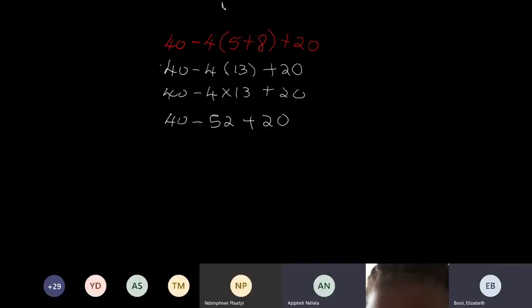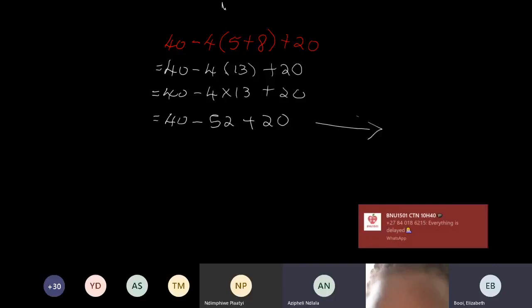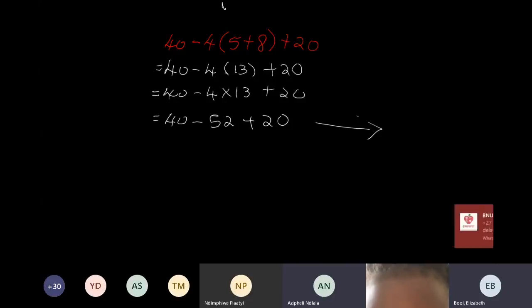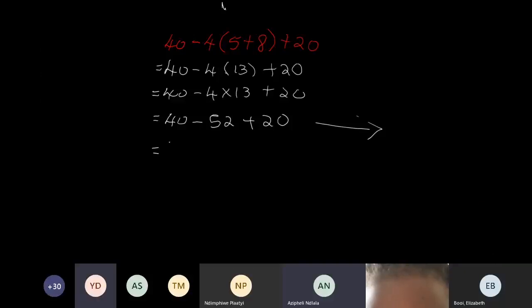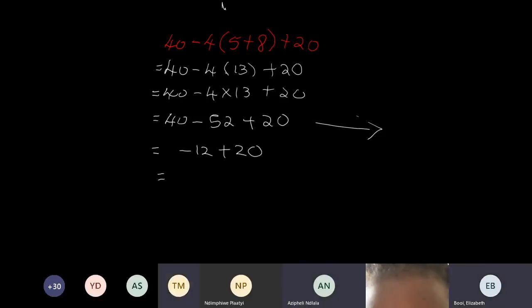The negative and the positive have the same priority, so we start from left to right. Then you have 40 minus 52, which gives you negative 12 plus 20. Negative 12 plus 20 gives you an 8. We subtract and then we take the sign of the bigger number.